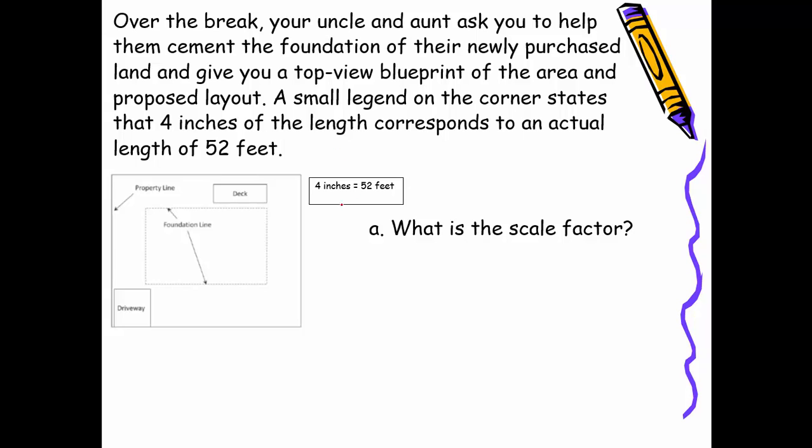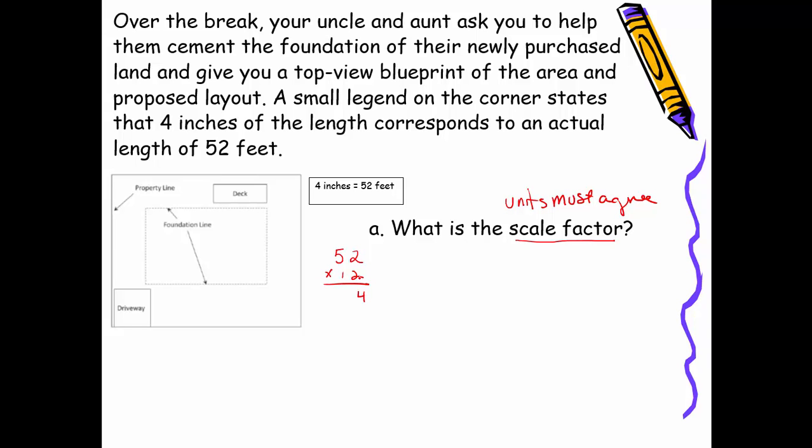Okay, so what we're going to do is take 4 inches and 52 feet, and we're going to find the scale factor. Scale factor units must agree. That means we can go ahead and either convert 4 inches into feet or convert 52 feet into inches, but you have to have units that agree. I'm going to convert 52 feet into inches. So I'm going to take 52 times 12.